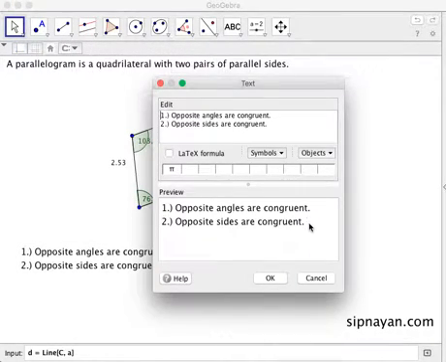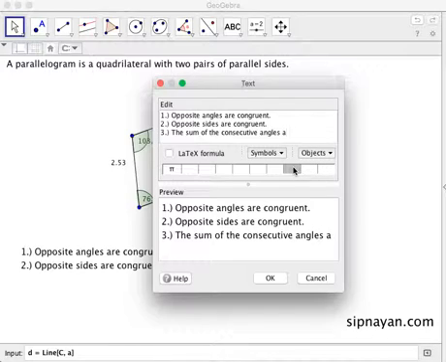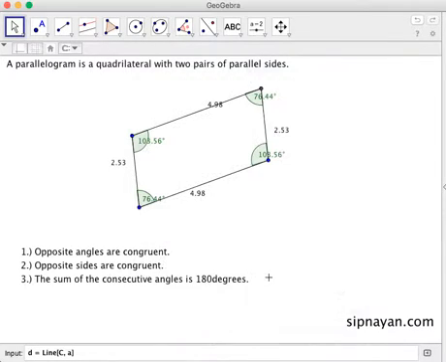So, another property is that the sum of the consecutive interior angles is 180 degrees. Okay, so I think that's some of the properties of a parallelogram, yung pinaka-basic.